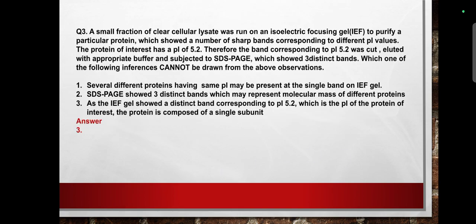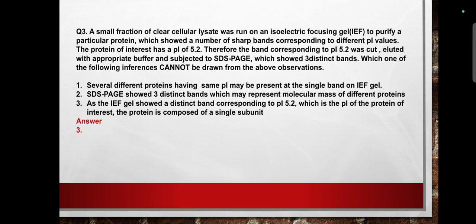Question number 3. A small fraction of cellular lysate was run on an isoelectric focusing gel (IEF) to purify a particular protein, which showed a number of sharp bands corresponding to different isoelectric values. The protein of interest has an isoelectric point of 5.2. Therefore, the band corresponding to isoelectric point of 5.2 was cut, eluted with appropriate buffer and subjected to SDS-PAGE, which showed 3 distinct bands.